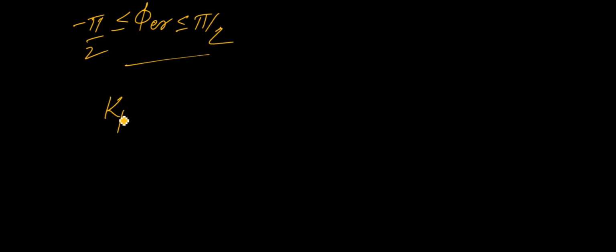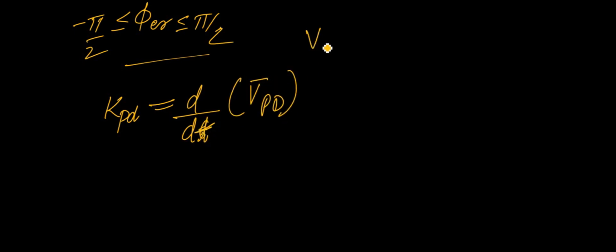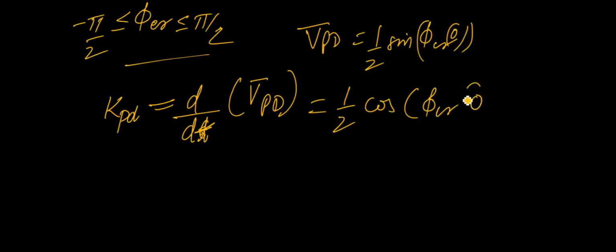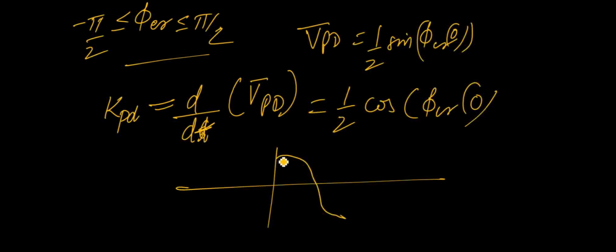So you know the KPD. KPD is the gain of the phase detector. So this KPD is equal to d by d phi error of VPD bar. You know VPD bar was 1 by 2 sine phi error 0. So what will be KPD? KPD will become equal to 1 by 2 cos phi error 0. If you draw it, it will be like this. So this is KPD with respect to phi error.